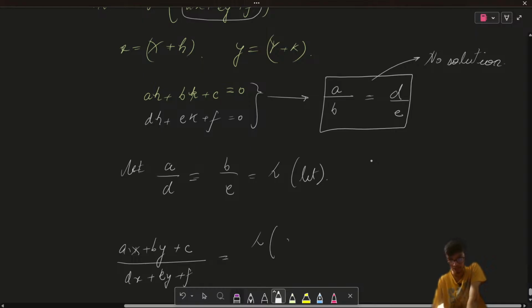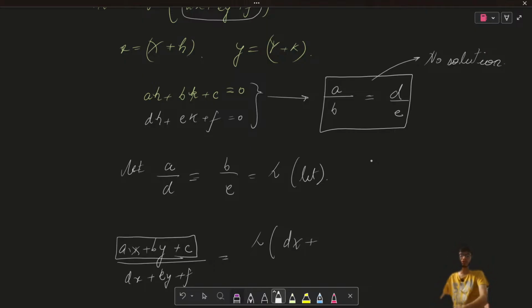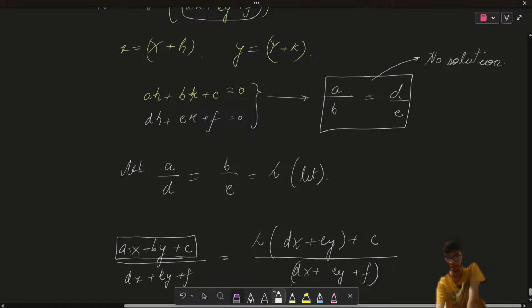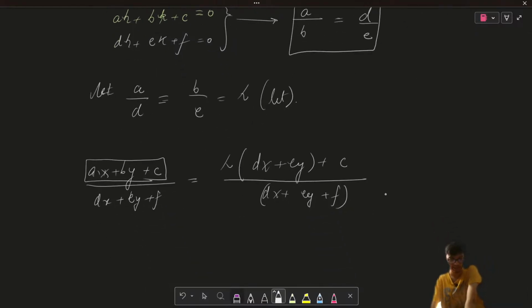equal to some lambda times of dx. So the numerator over here can now be replaced by some constant times the denominator, that is dx plus ey plus c, whole divided by dx plus ey plus f, right? This is what I have. Now if I divide with the expression over here, I get a further modified expression.